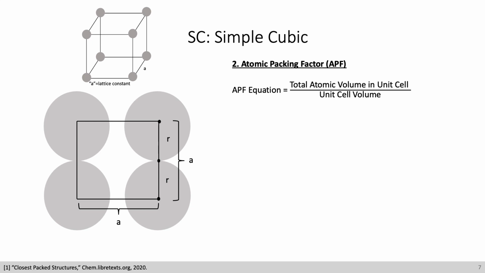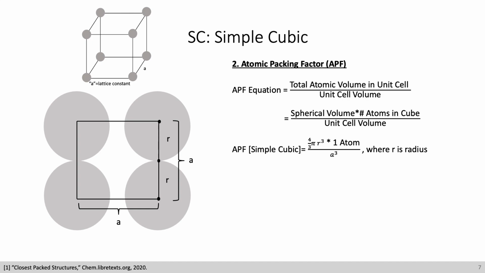And so we found in the previous slide the number of atoms enclosed within the cube, which will be useful for this calculation. So to find the total atomic volume, we first find the spherical volume times the number of atoms in the cube that we found in the previous slide. Divide that by the unit cell volume.